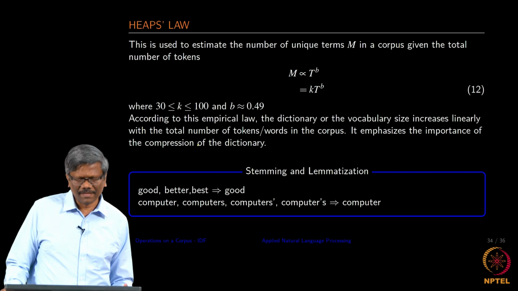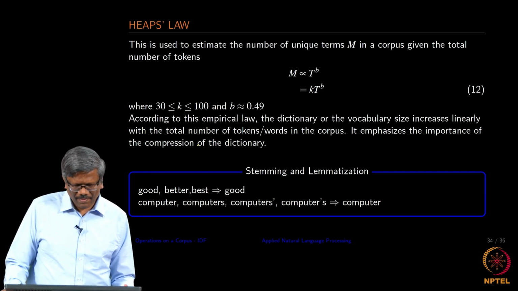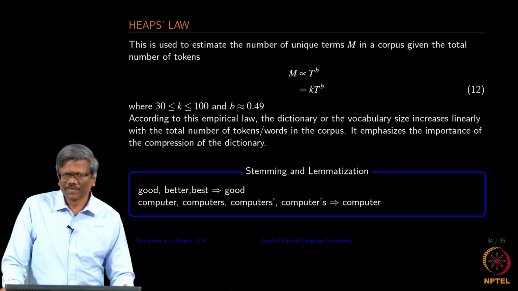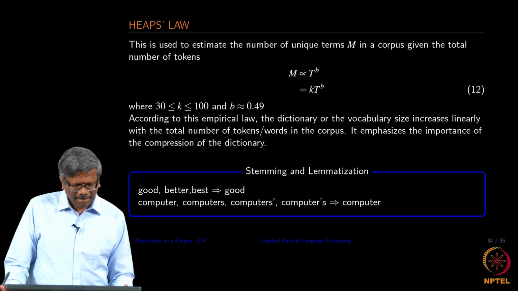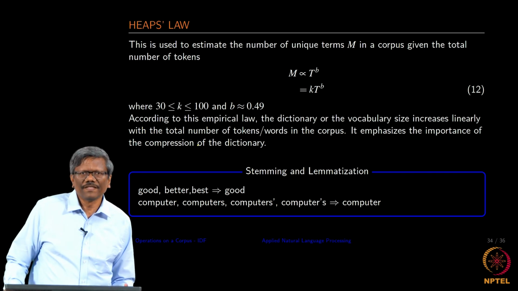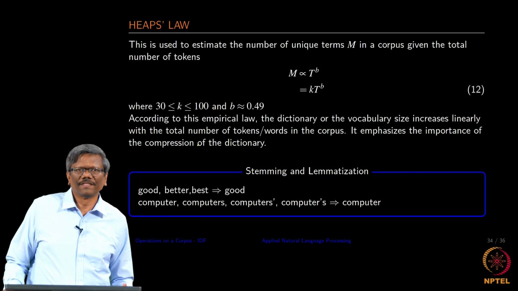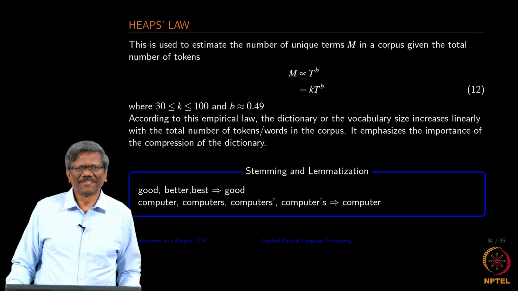law which states that the number of unique terms is proportional to the total number of terms found in the given document. That means, according to this law, the dictionary or the vocabulary size increases linearly with the total number of tokens in a given corpus. So, this particular law really emphasizes the importance of the compression of the dictionary.